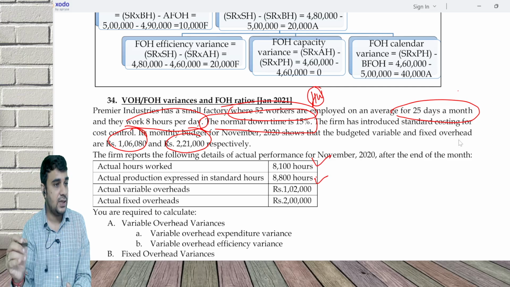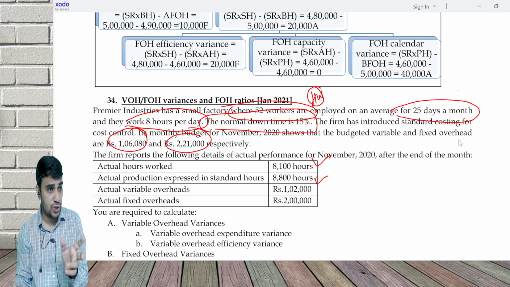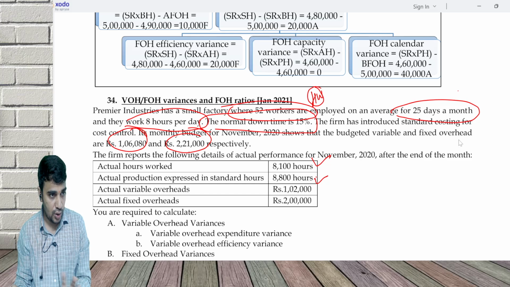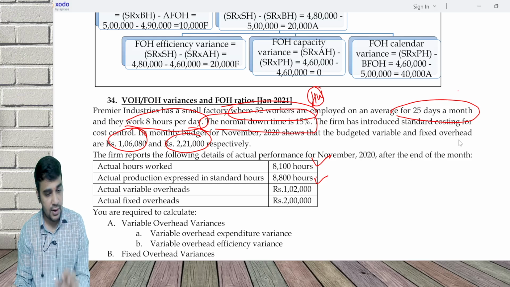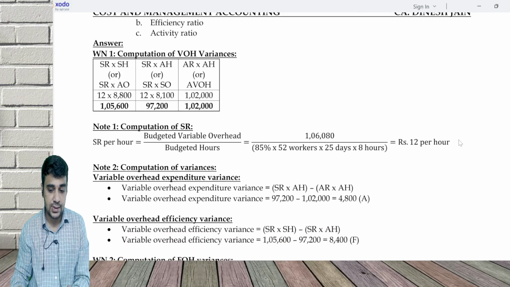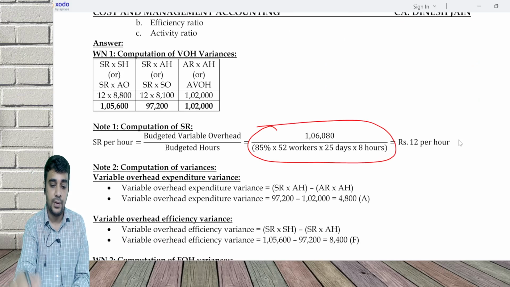SH and AH are directly given in the question. In this question, you cannot use those conversion factors and all. No AQ type calculation. You will only have to go with SH and AH. SH and AH are directly given. First job is to calculate this. This is where you will spend a little bit of time.